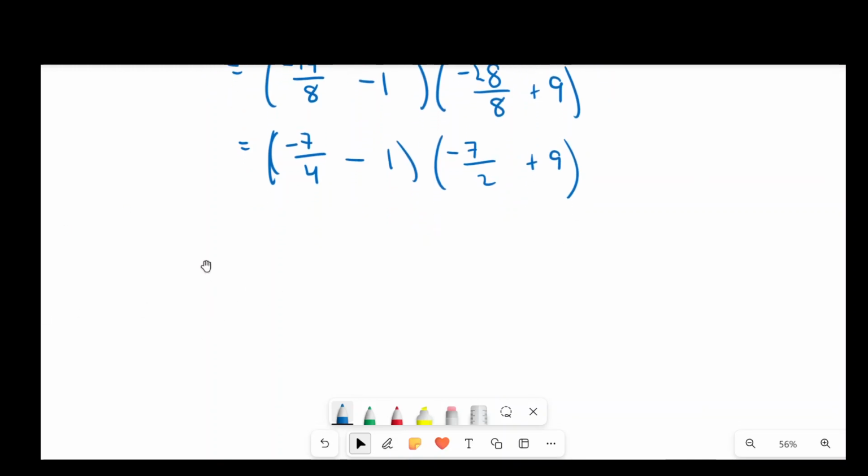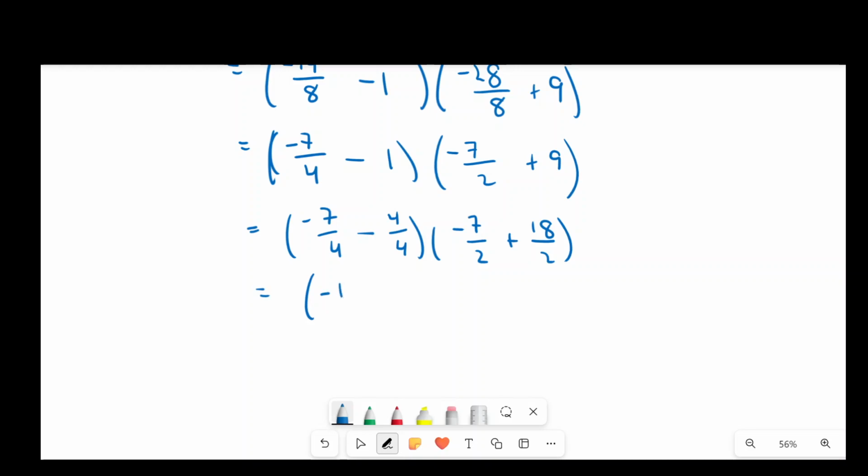And now, within that bracket, I'm going to get a common denominator so I can subtract. So instead of 1, I'm going to have 4/4. And instead of 9, I'm going to have 18/2. So the first bracket is -11/4. And the second bracket is -7 plus 18 is 11/2. Now, finally, I can multiply those brackets together.